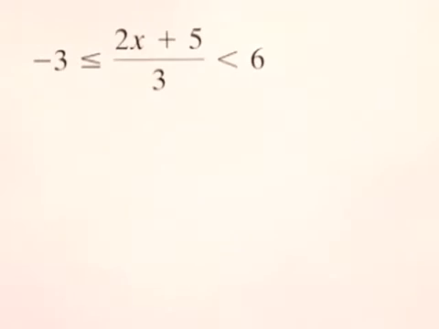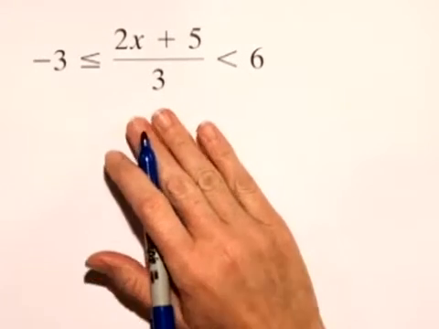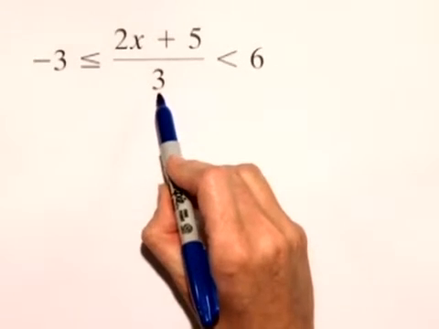We're going to solve a compound inequality. After we solve it, we'll write the solution set in interval notation as well as graph the solution on a number line. So we have this compound inequality, and notice we have a 3 in the denominator.